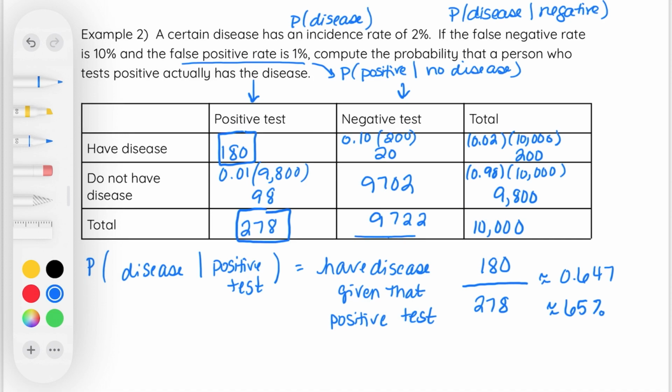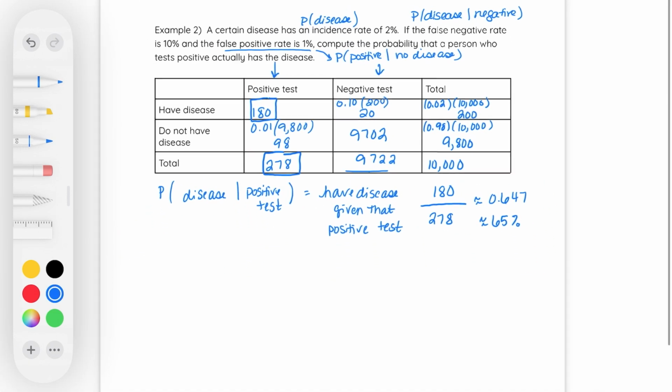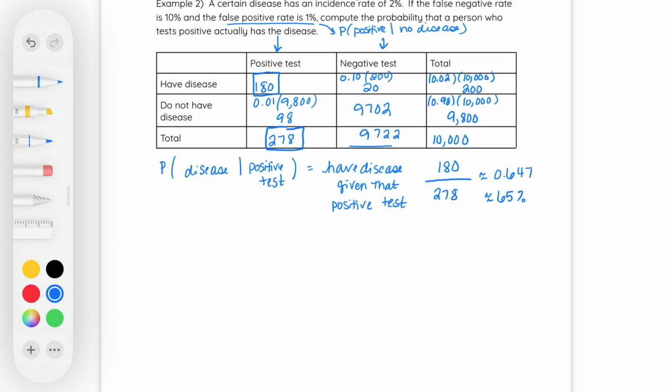Now let's look at Bayes' theorem and put that portion together. So we have the probability.